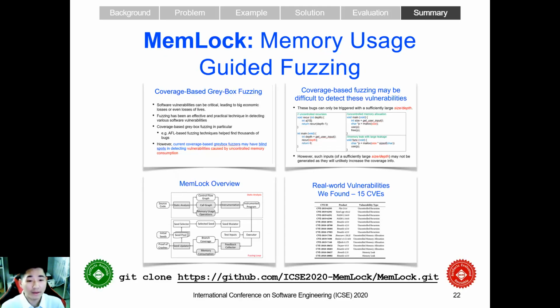In summary, it can be challenging for coverage-based fuzzers to detect vulnerabilities caused by uncontrolled memory consumption. We fill this gap by proposing MemLock, a memory usage guided fuzzing technique that specializes in detecting such uncontrolled memory consumption bugs. If you want to get more detail, please check our paper and also our artifact.